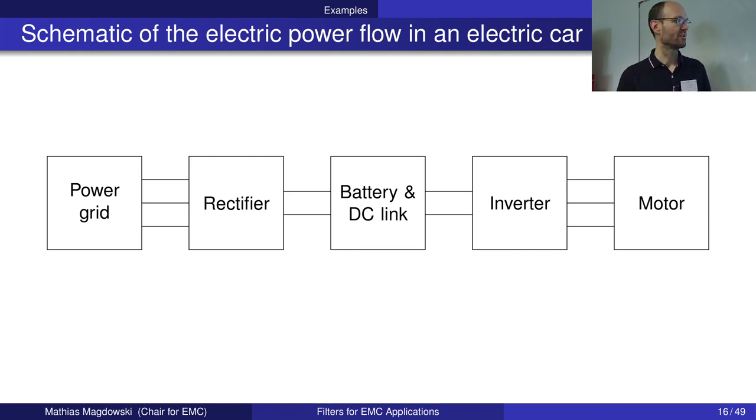You need higher voltages. But the thing is, it's DC. So if this is AC and this is DC, we need something in between that converts between DC and AC. We need to have a rectifier. And finally, we want to get some mechanical power in the motor. So what type of motors are used in these cars?